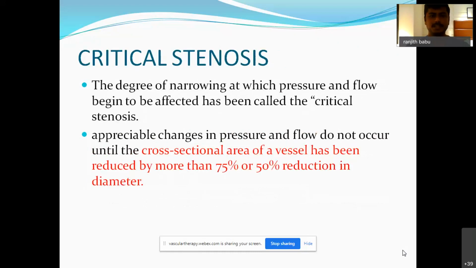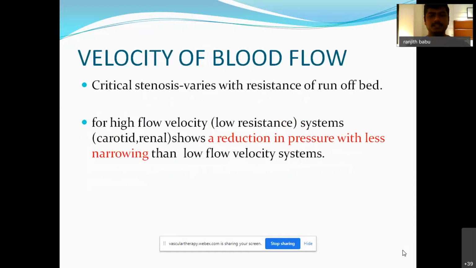Next concept is the critical stenosis. The degree of narrowing at which pressure and flow begin to be affected is called the critical stenosis. Appreciable changes in the pressure and flow do not occur until the cross-sectional area of the vessel has been reduced more than 75%, or more than 50% reduction in the diameter. But in a high flow, high flow velocity system, that is the carotid, renal, and splenic systems, reduction in the pressure occurs with less narrowing than in a low flow system like the peripheral arterial systems.